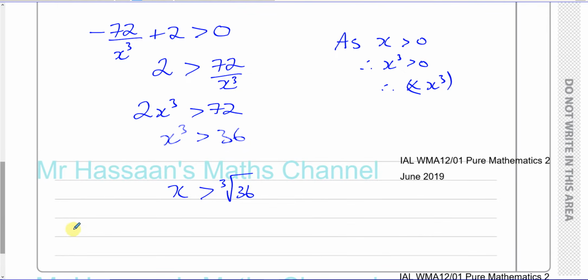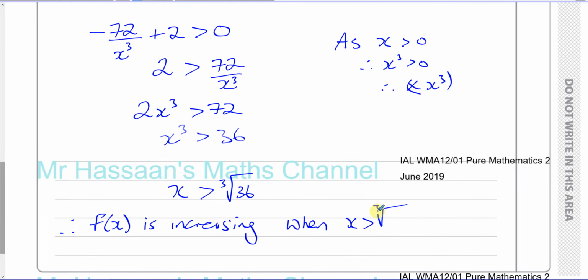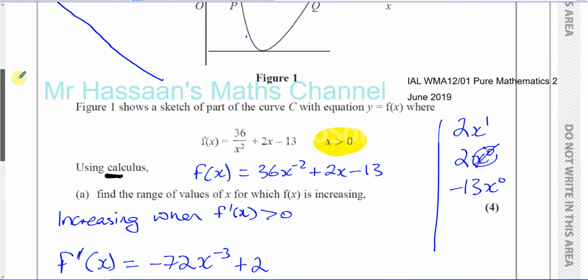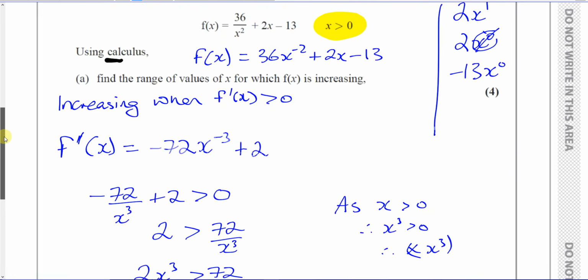So we can say, therefore, f of x is increasing when x is greater than the cube root of 36. You could write it to 3 significant figures if you want to, or you could leave it in this form. It's probably better to leave it in this form. There's no problem. It doesn't say, if it said exact values of x, then you would leave it like this.